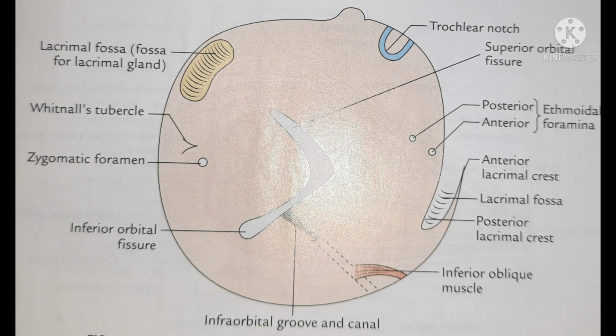Now we are going to talk about the relations of the orbit. Above, the orbit has the anterior cranial fossa and frontal air sinus. Laterally, it has the temporal fossa in the front and the middle cranial fossa behind. Below it has the maxillary air sinus and medially it has the ethmoidal air sinuses.